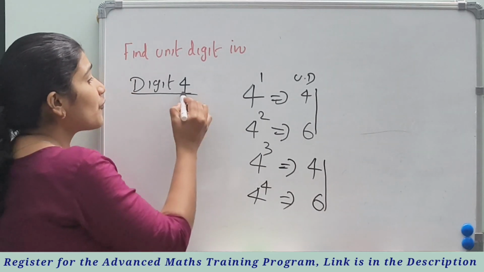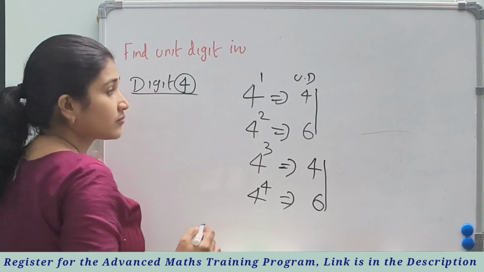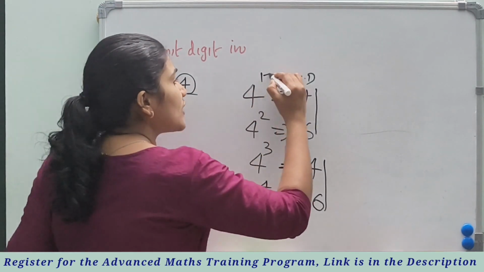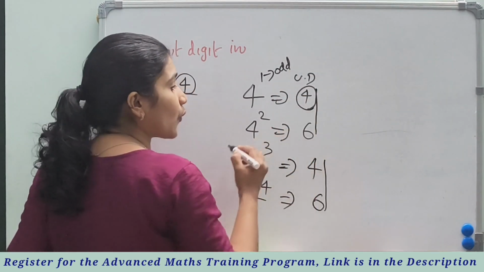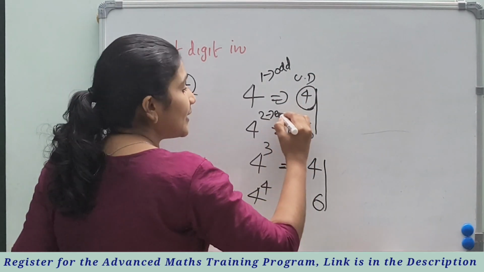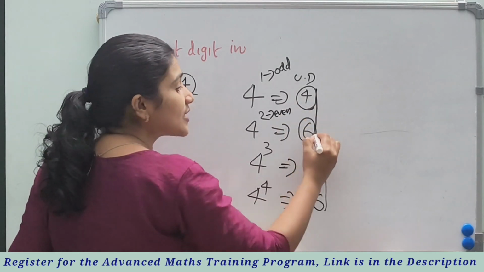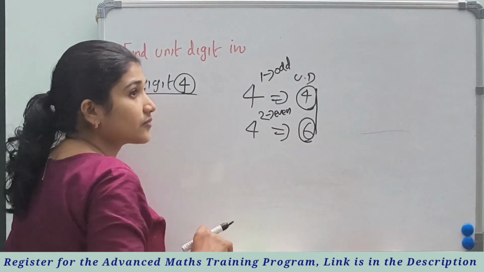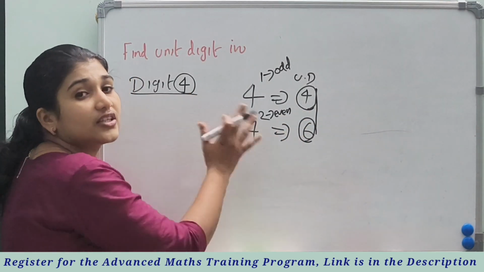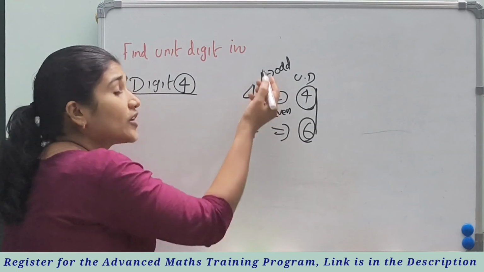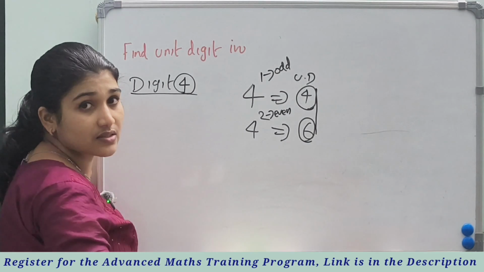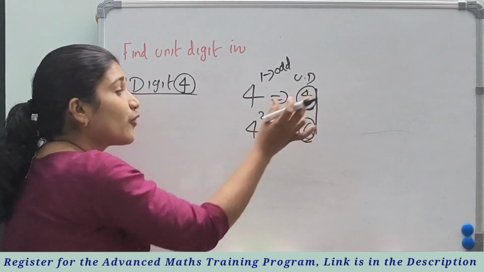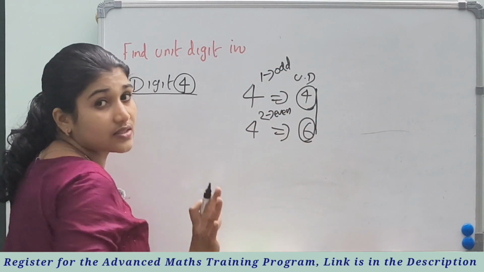That's why I club 4 and 9. The property is the same. 4 raised to any odd number, unit digit is 4. 4 raised to any even number, unit digit is 6. So if you know the property, you can ignore the remaining thing. Here 4 raised to 1 is 4 and 4 square is 16. You already know, no need to memorize. 4 raised to odd number, 4. 4 raised to even number, 6.